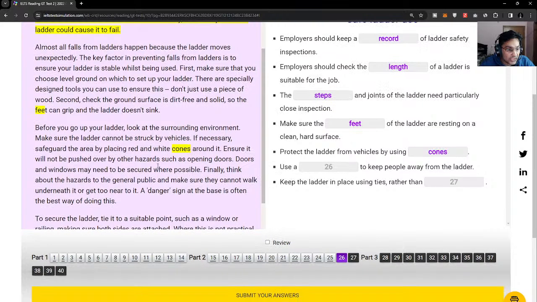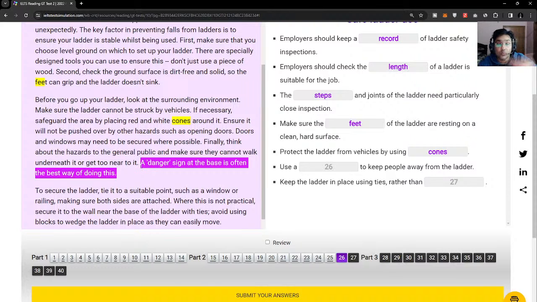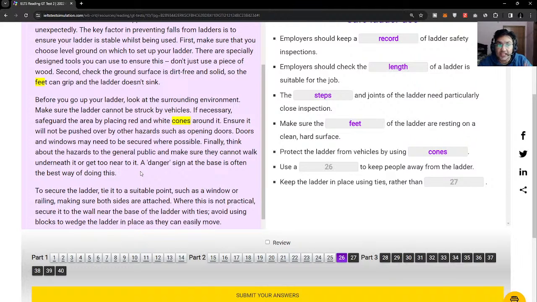Doors and windows may need to be secured where possible. Finally, think about the hazards to the general public. Use a danger sign to keep people away, there is often the best way of doing this. Best way of doing what? You noticed that somewhere they did not write use a danger sign to keep people away from the ladder. That's not written here. It's written here: finally think about the hazards to the general public and make sure they cannot walk underneath or get too near to it.